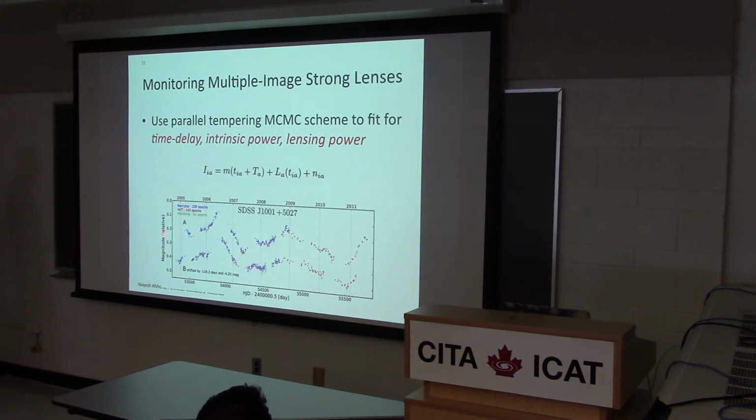So these are two light curves from SDSS. Or I guess not from SDSS.